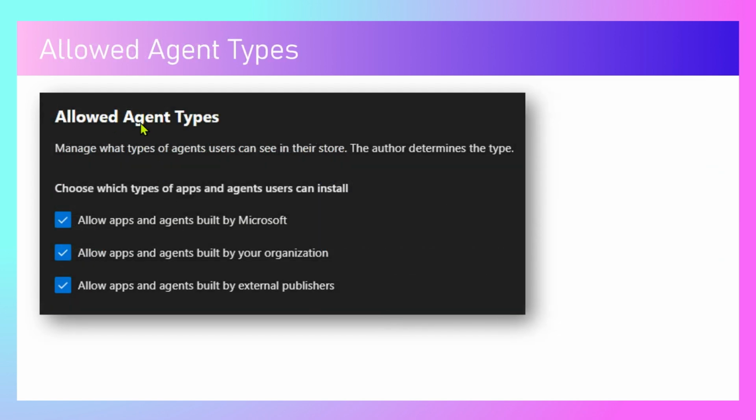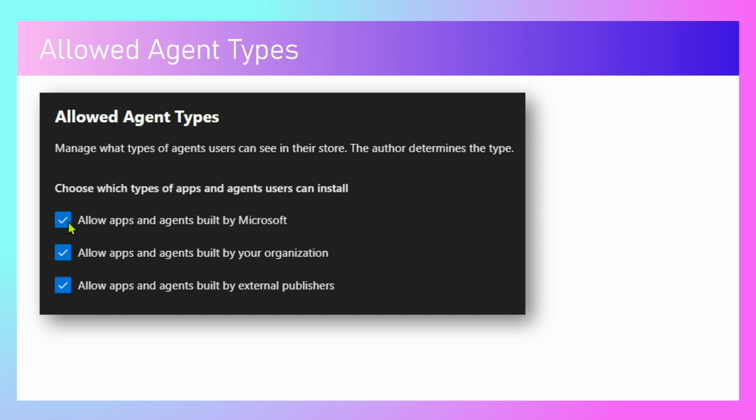Now, in allowed agent types, we have an option where we can manage what type of agent users can see in their store. This is specific to the store. Why is this important? Because when a user logs into M365 and starts interacting with different types of agents, they find different agents in the store. They can just go ahead and install whatever agent they want. But with an option like we have over here, we can choose which types of apps and agents the user can install.